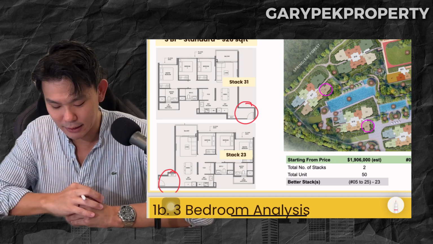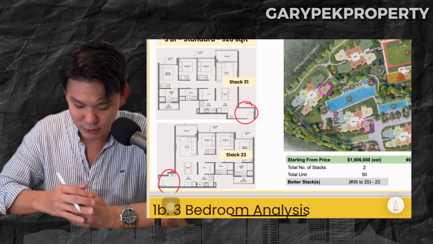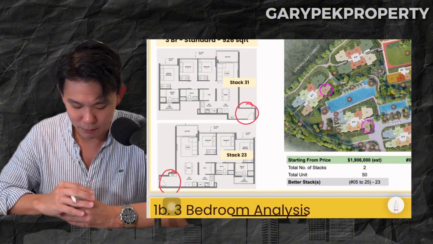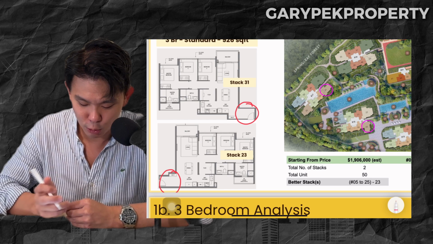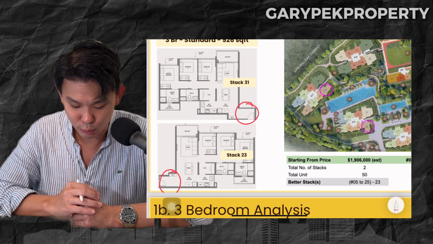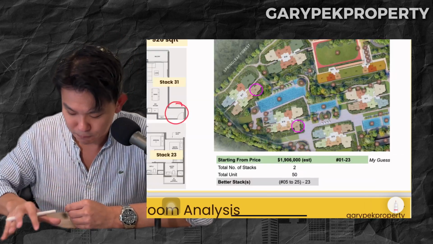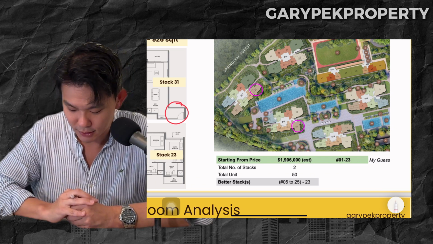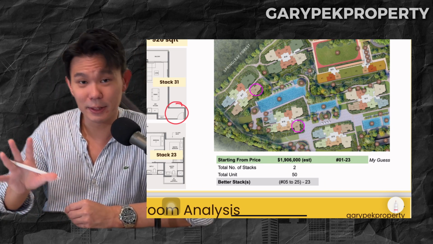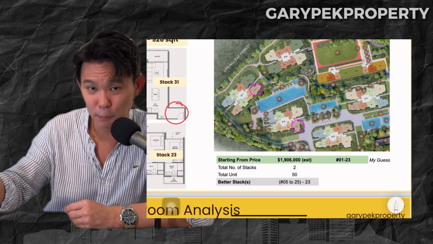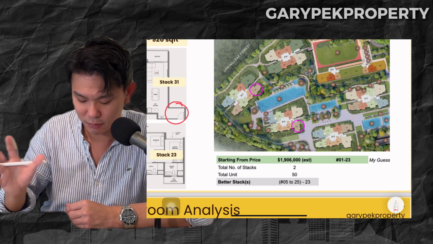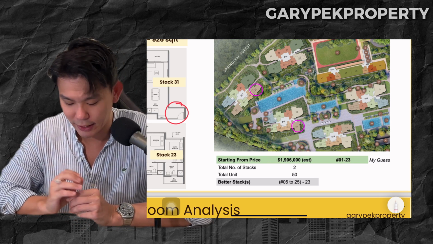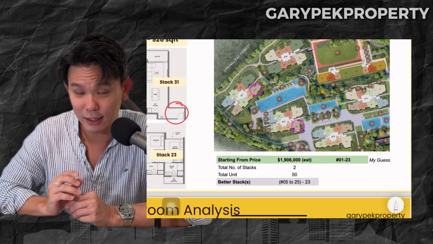Okay, some people like it. They create some privacy. They can do some shelvings or carpentry work at the entrance. Okay, if not, I think a bit more efficient in terms of the layout will be stack 23 lah, because you don't really have this L-shaped walk-in. If we were to look at, there's only 2 stacks as I mentioned, 50 units. Okay, starting from price, based on the starting PSF given by developer, okay, it's an estimate, should be around $1.906 million. And then it should sit at probably stack 23 level 1.